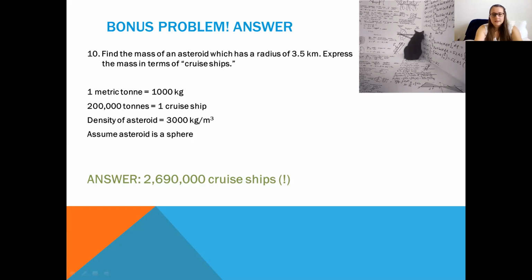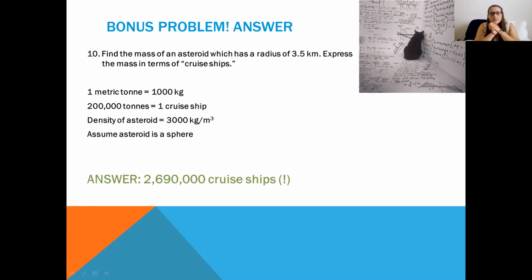So if the density is mass over volume, that means that mass is density times volume. Right? That's one of those algebra skills that I want you to be comfortable with, taking an equation and rearranging it to solve for the variable that you need.